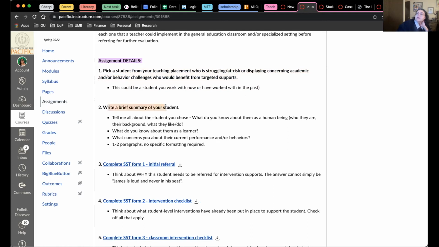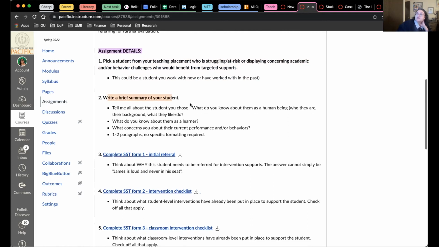I want you to first write a brief summary about your student. Tell me everything I basically need to know about this kid. I always include this because I think it's important. Who is this person, this child, as a human being? Because they are first a person. And I think we tend to forget that because they're little and then we're in charge of them and they're yelling at us or whatever. We tend to forget that they're a person. So put them as a human being first.